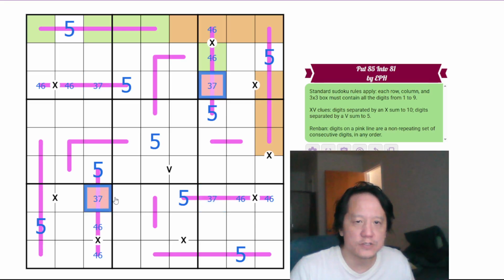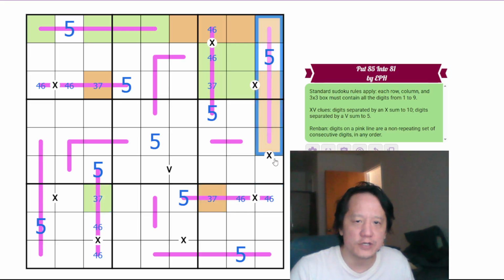Interesting. So we have 4 oranges in this upper right-hand box. That means the rest of the box cannot be orange. They have to be all green here. So this is green. That's going to make this orange, which makes this green, which makes that orange there.